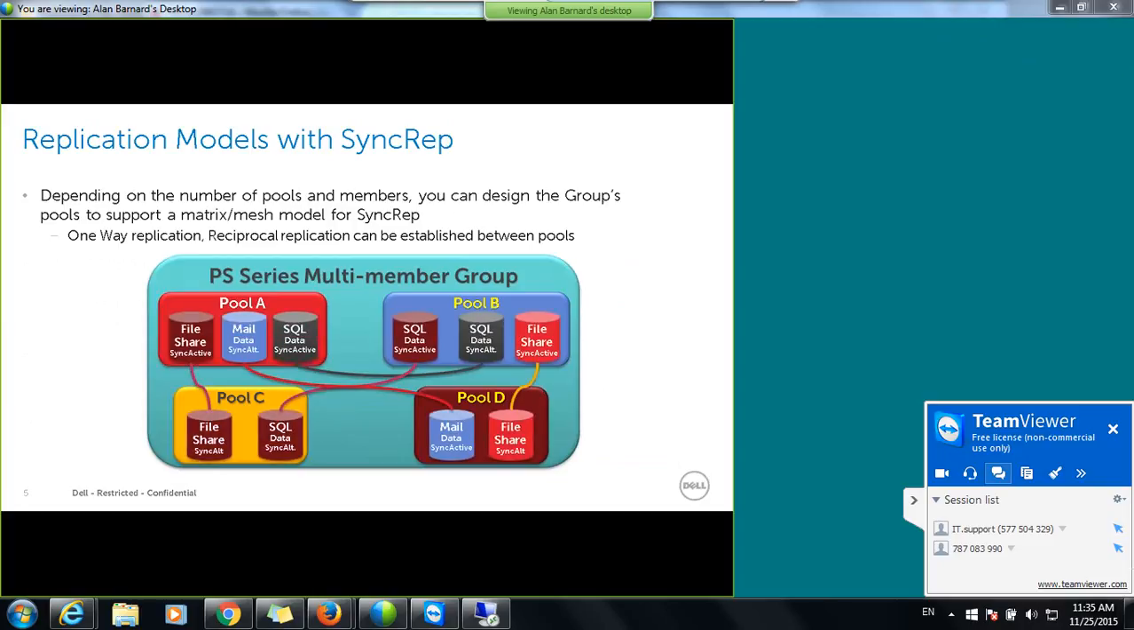All right. This is a replication model with SyncWrap. Okay. You have multiple pools in here. You can have a cross replication, or you have your side-by-side replication.